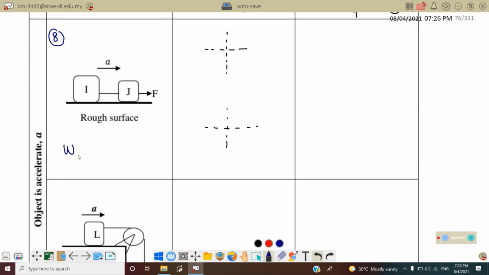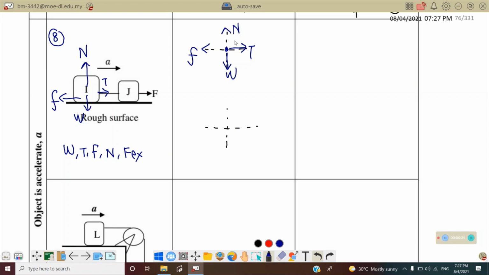We need to ask 5 questions: weight, tension, friction, normal, and also F external. We have weight, we have normal force, we have tension because there is a string, and we have frictional force because the question says rough surface, but we don't have F external. So we draw the free body diagram where we have tension, mg the weight, and frictional force because there is a rough surface. Frictional force opposes the motion. Motion is to the right, so frictional force will be to the left. And of course, the last one is normal force because there is a contact surface. So this is for object I.